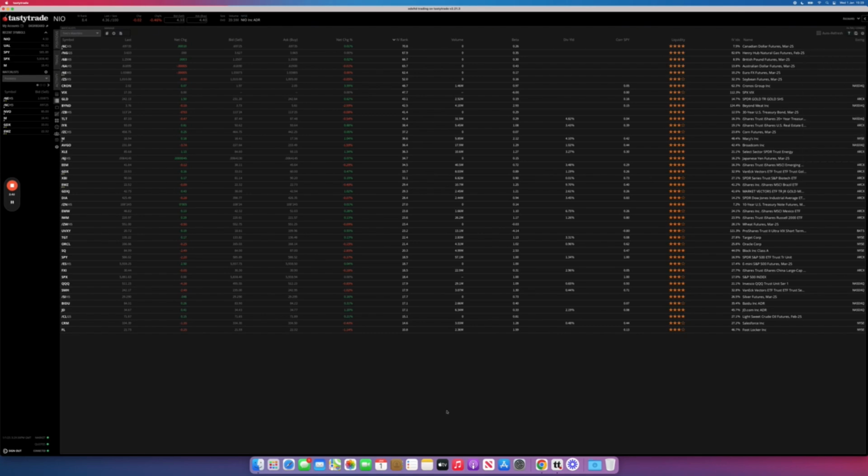Now you'll be left with a watch list that looks something like this. This is a pre-made watch list. You can use any watch list that you like, and I simply like to order it from high to low in terms of IV rank. Again, going back to the volatility point, we want to sell high, buy low. We want to sell when implied volatility is high, and then buy it back after the contraction.